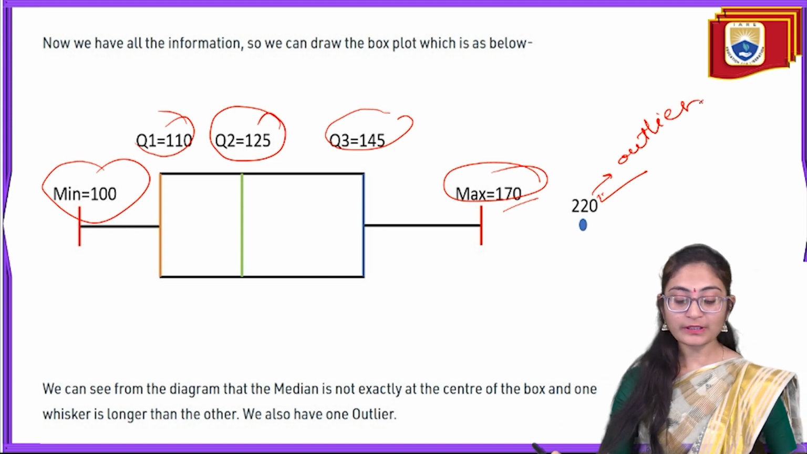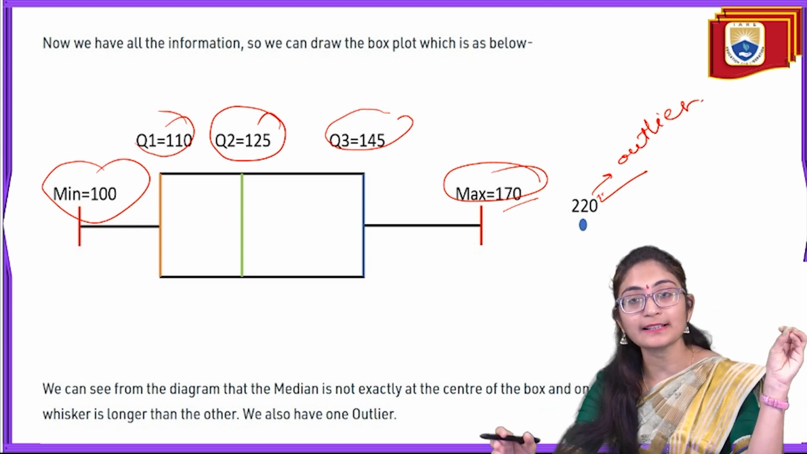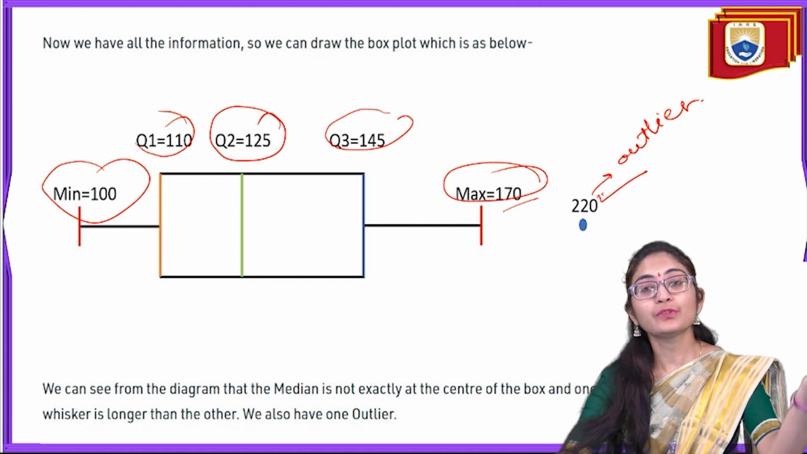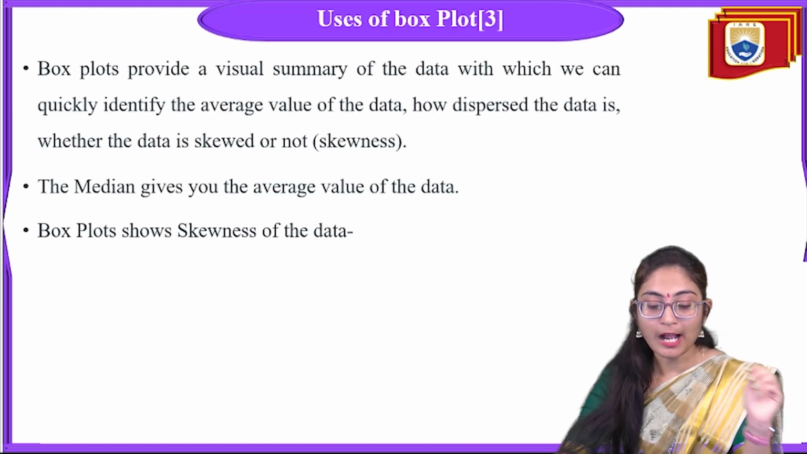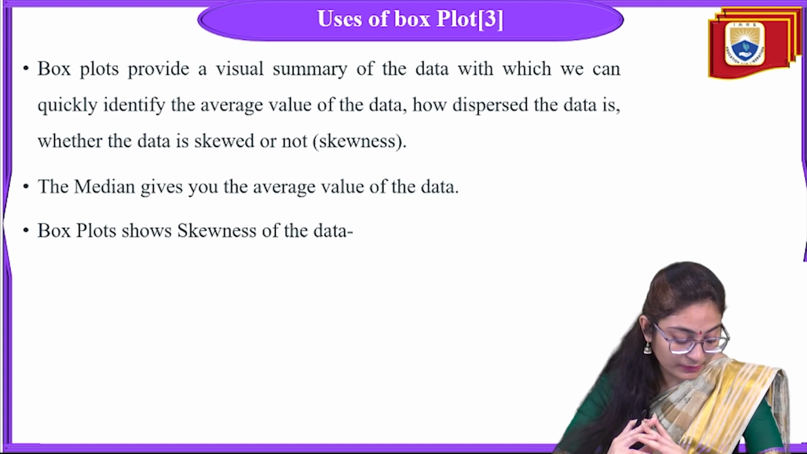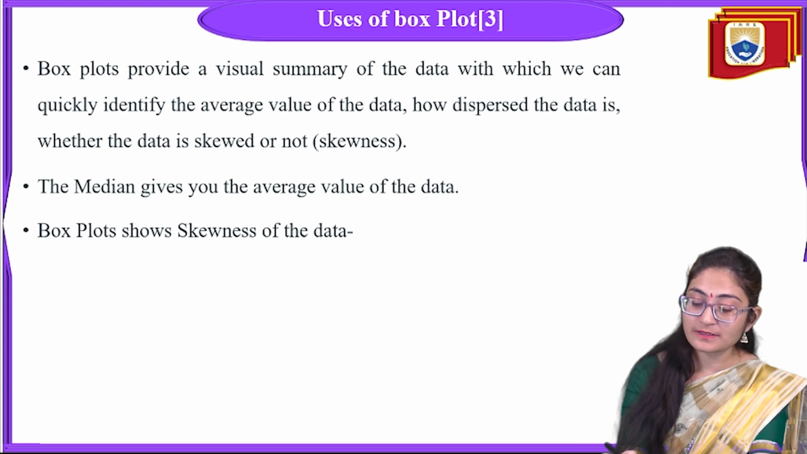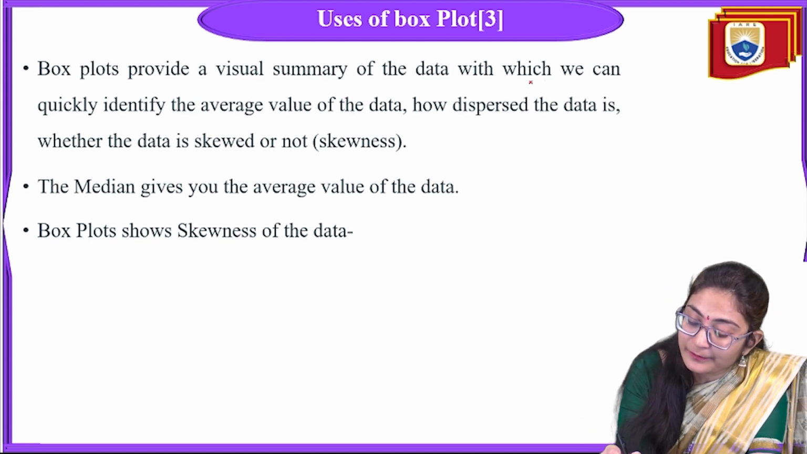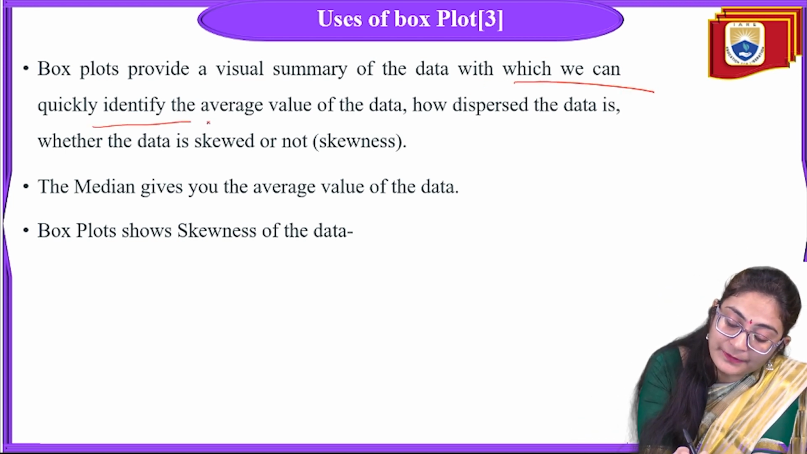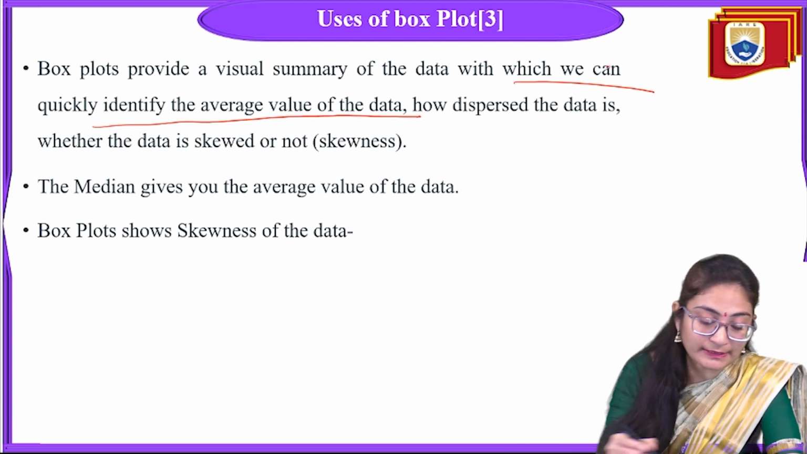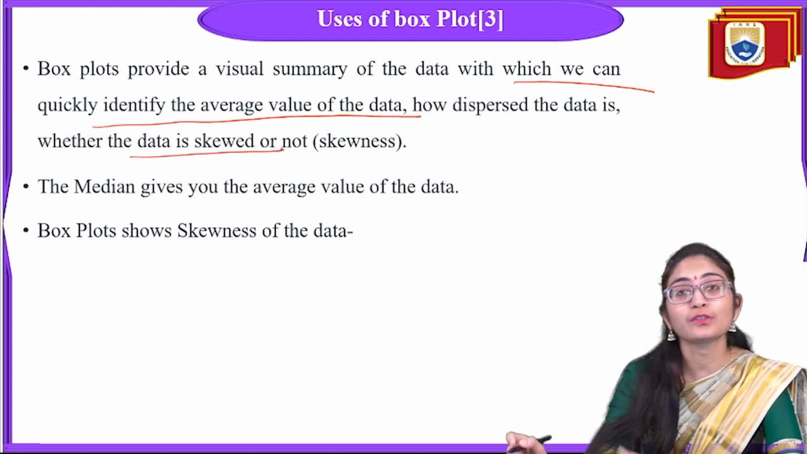We can see from the diagram that the median is not exactly at the center of the box and one whisker is longer than the other. We also have one outlier. So now we will see the uses of the box plot. Box plots provide a visual summary of data with which we can quickly identify the average value of the data, how dispersed the data is, and whether the data is skewed or not.